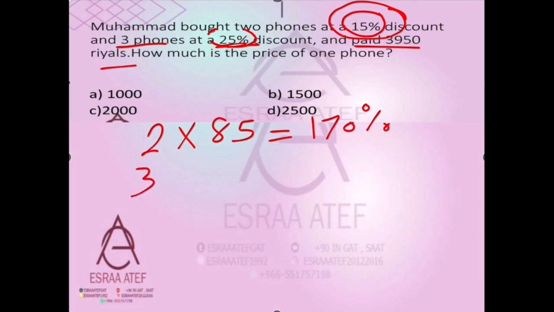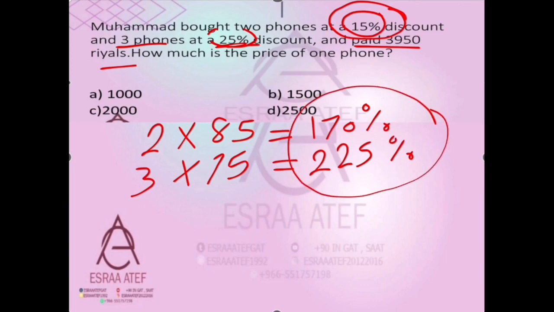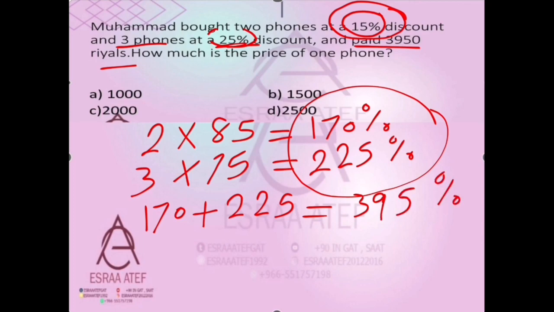Okay, the other three phones are paid by 75. Okay, which is meaning it will be 225%. Okay, and then we will add them to each other because we want all of them, which is meaning 170 plus 225, it will be 395%. Okay, that 395% is the percent of all the phones.